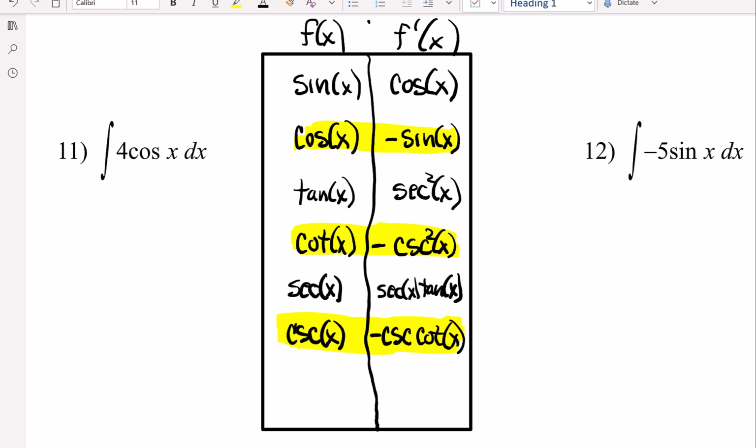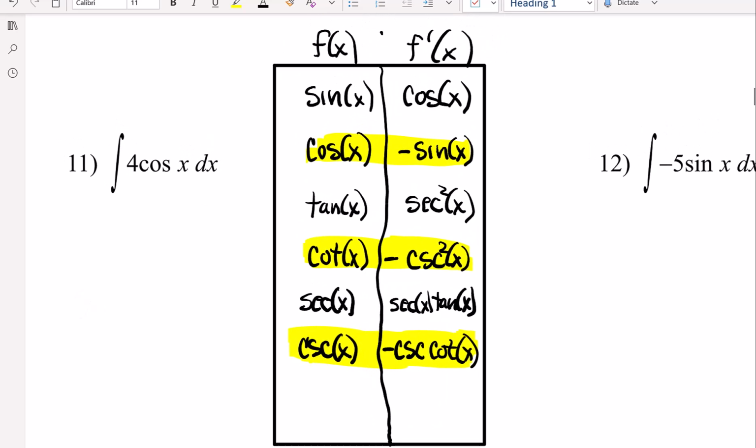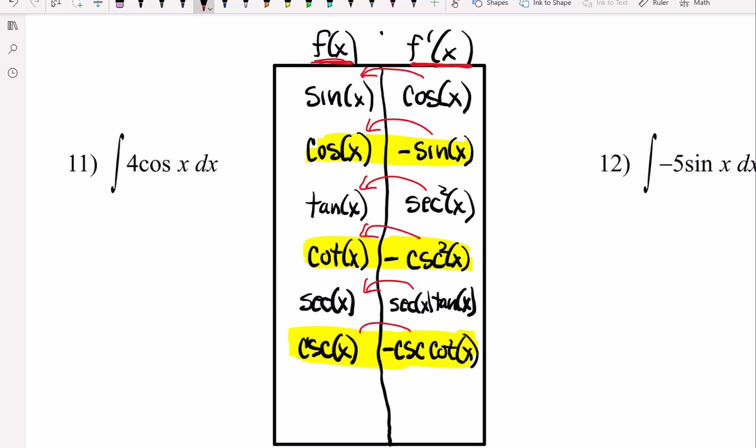Okay, now integrating trig functions. My best tip is to have the original trig functions and then put what their derivatives are, because remember, you have to go backwards because we're undoing. So pay really, really close attention when there's a negative sign, because some of them are supposed to be negative. So here's my best tip.